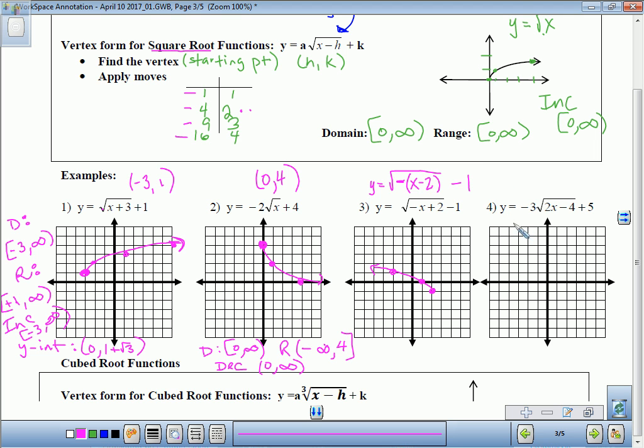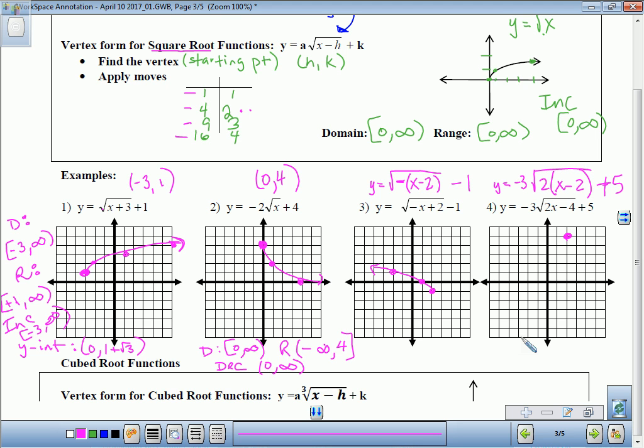All right, so number 4 is all messed up. We've got a reflection out here. We've got a vertical stretch. We've got a coefficient causing something to happen to it horizontally. So let's factor that out and see if we can figure out what's going on with that. If we take that 2 out, it leaves me with x minus 2 and a plus 5. So this one has that starting point at +2, +5. So because that x had a coefficient, we have to factor that out to determine the starting point.